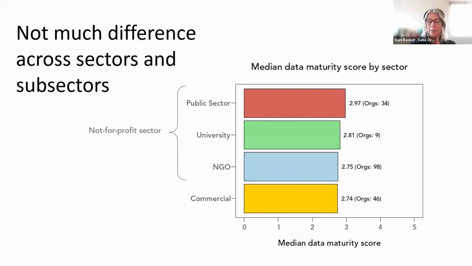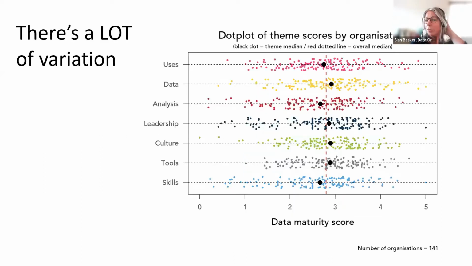So that's the sort of comparison. I think everyone's learning. But there is a lot of variation, and I think that's also important to point out. So this chart is a dot plot where we've taken the overall score. The overall score is actually a combination of their scores for each of the themes. And so in this chart, each organisation's score for each theme is plotted on here.